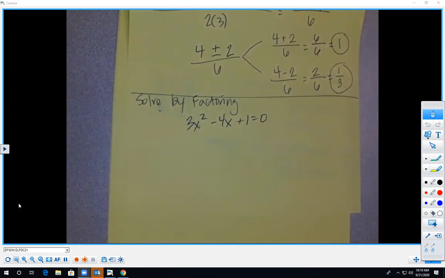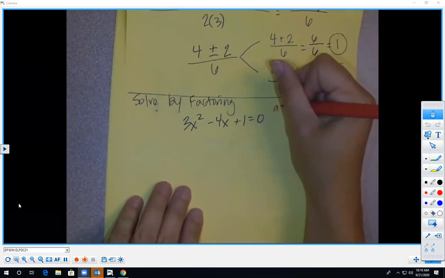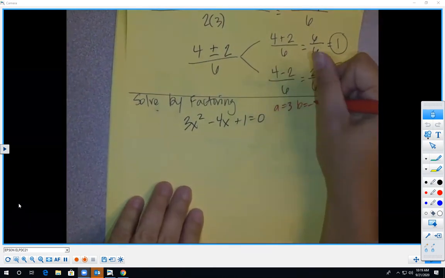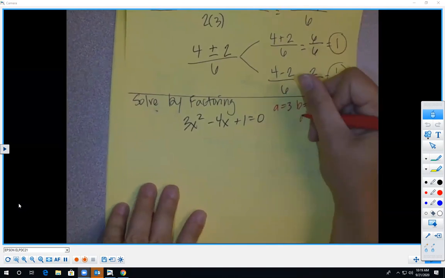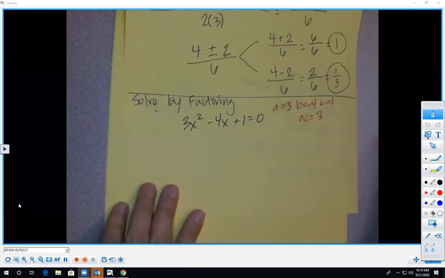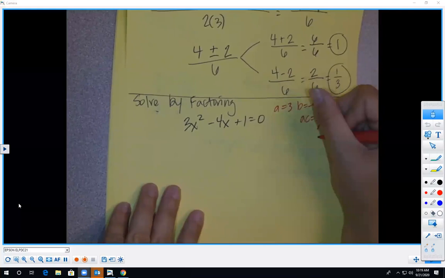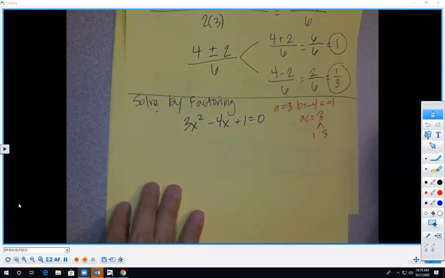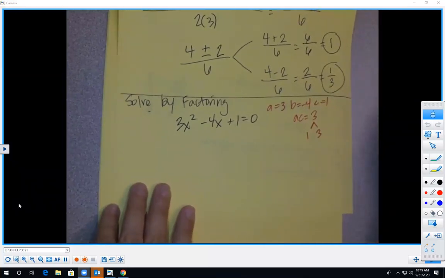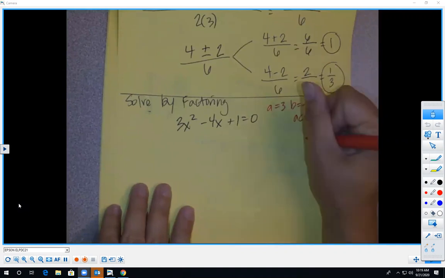How am I going to factor this? AC method, my A value is 3, B is -4, C is 1. A times C is 3 times 1, which is 3. Two things that multiply to give me 3 are 1 and 3. How am I going to make them add to be -4? -3, -1.